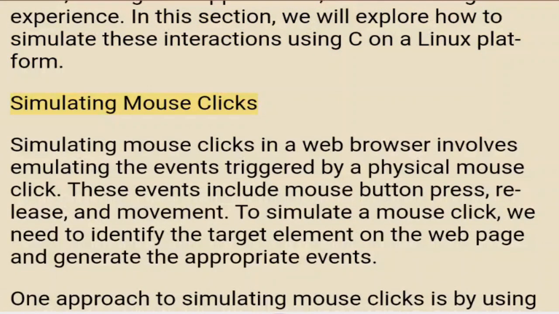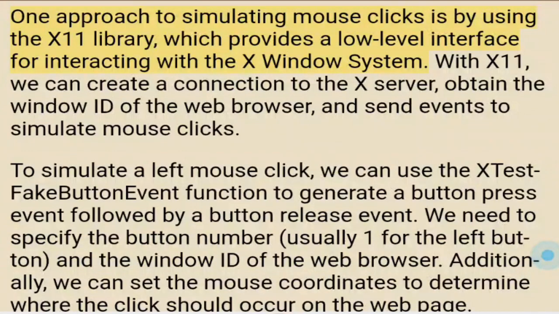Simulating mouse clicks. Simulating mouse clicks in a web browser involves emulating the events triggered by a physical mouse click. These events include mouse button press, release, and movement. To simulate a mouse click, we need to identify the target element on the web page and generate the appropriate events. One approach to simulating mouse clicks is by using the X11 library, which provides a low-level interface for interacting with the X window system.